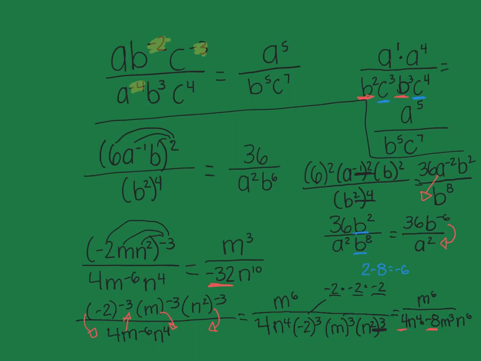The n's we can also combine. n to the power of 4 times n to the power of 6. We have 10 total n's that we are multiplying. And then the m's we can also combine. We have 6 m's divided by 3 m's. So I subtract and get a total of 3 m's left. So that is where the m to the power of 3 came from.